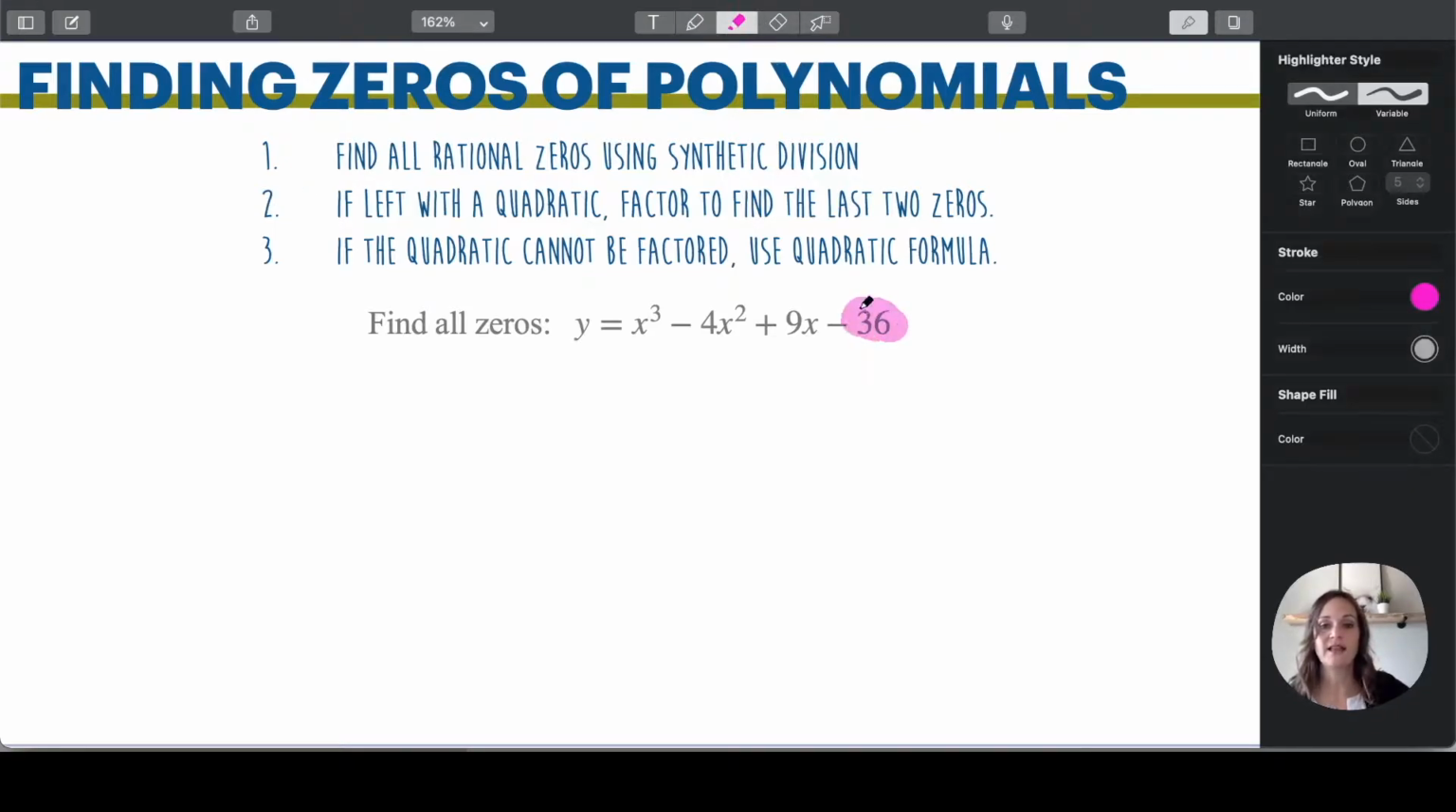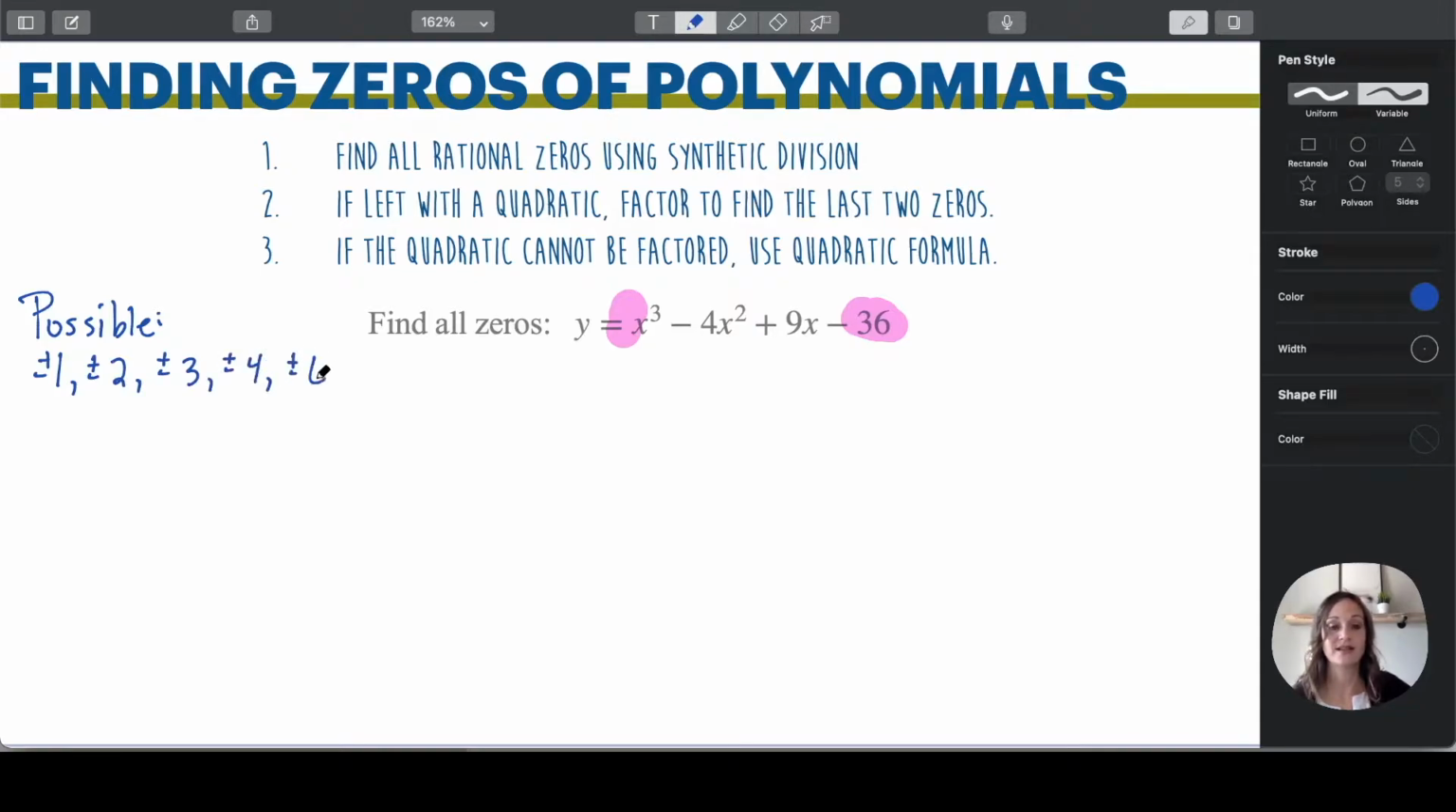So if we look at the constant and we look at the leading coefficient, that means all of the possible zeros are going to be all of the factors of 36. So it's going to be plus or minus 1, plus or minus 2, plus or minus 3, plus or minus 4, plus or minus 6, plus or minus 9, plus or minus 12, plus or minus 18, and plus or minus 36. All because those are the factors of 36. So any one of these will work in this. But we got to figure out which one.